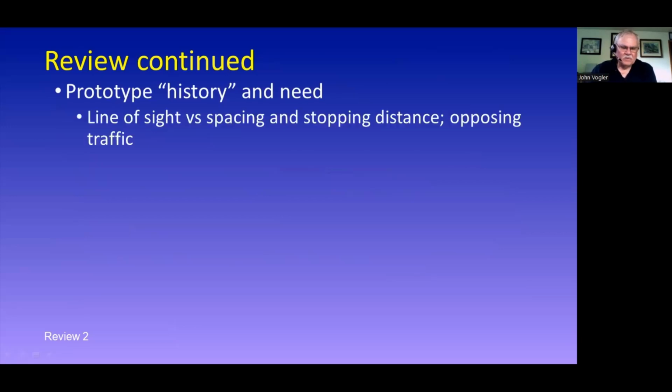I'm going to give you a quick review of the history and why we need to have signals. The biggest issue is line of sight versus stopping and how far apart the signals are. Also, we need to consider opposing traffic. If you remember when we went over stopping distance, it was easily approaching a mile. And in reality, we're looking at 2 miles in today's world to get a heavy train stopped safely.